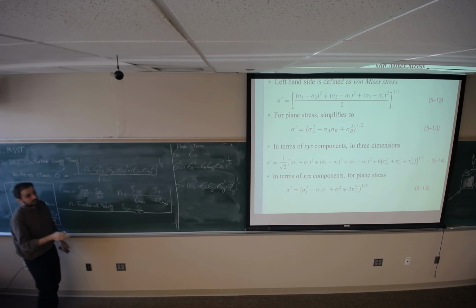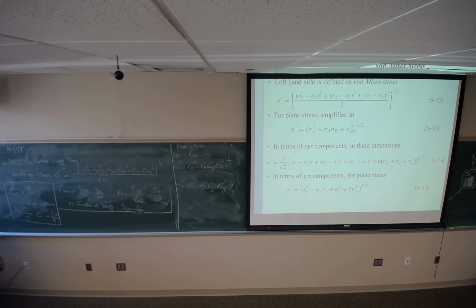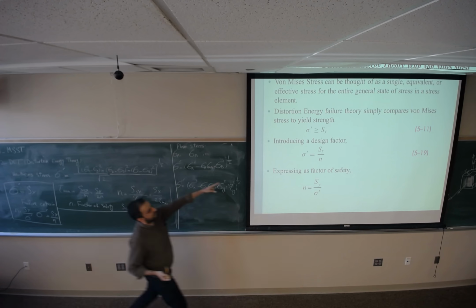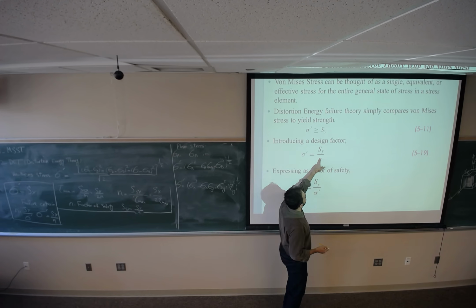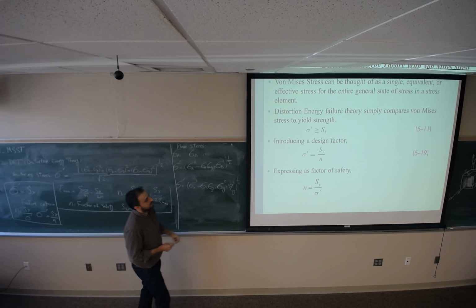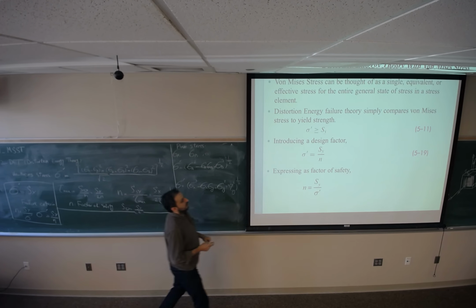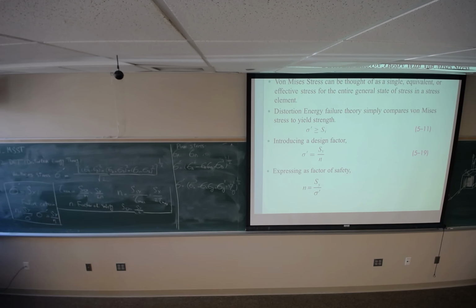Any question about this? So as I said, this is how we can introduce the factor of safety by dividing S by N. And how can we calculate N? Just divide Sy by the von Mises stress. So the key point in this theory is finding the von Mises stress.